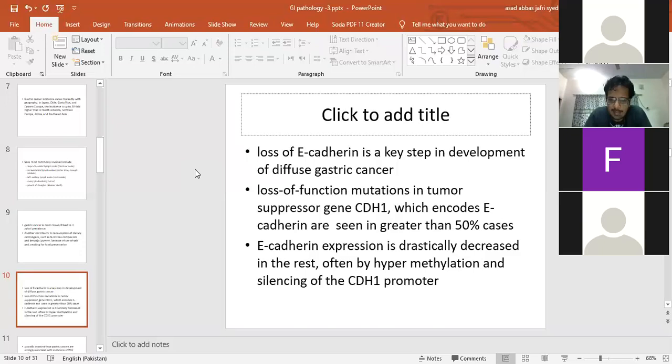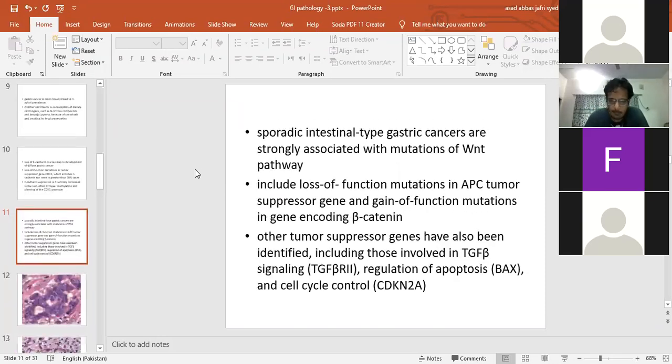E-cadherin expression is drastically decreased in the rest of the tumors, often by hypermethylation, meaning E-cadherin is silenced through an epigenetic pathway. This gives the cell the capacity to survive on its own, and it does not need to form glands. Sporadic intestinal type gastric cancers are strongly associated with mutations of the WNT pathway, including loss of function mutations in the APC tumor suppressor gene and gain of function mutations encoding the beta-catenin gene.